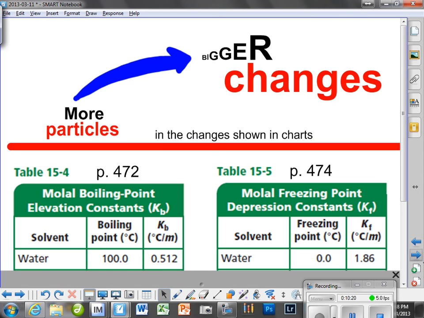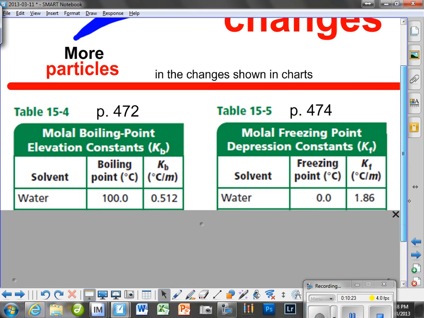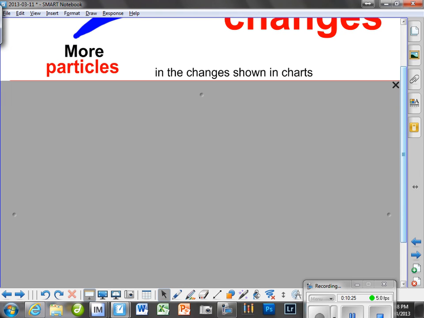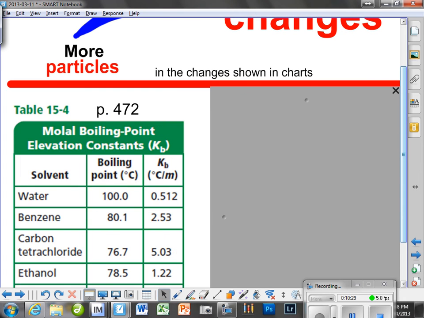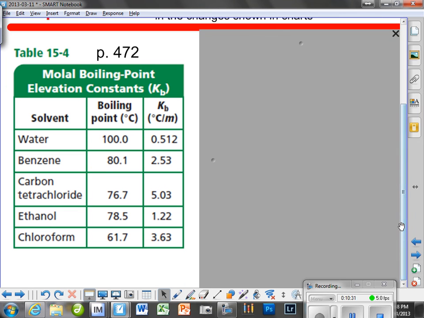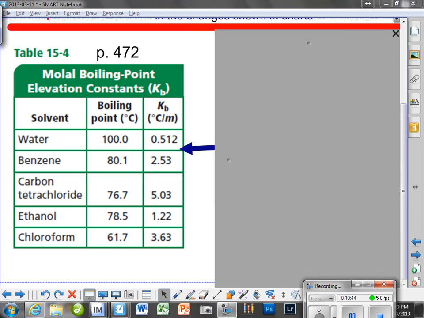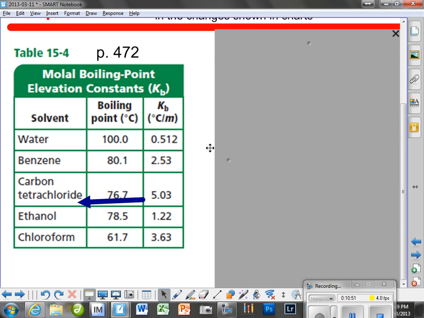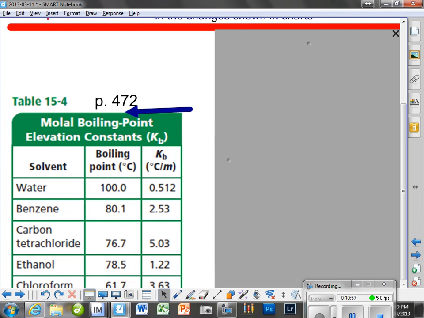So let's go next to page 472. Would you please all turn there right now in your textbook? You're going to see this chart. You're going to be using this chart in your homework. Your homework will give you the opportunity to do this not only with water, but with other solvents too. Most of the time you're going to be using water. However, some of your problems will use benzene or carbon tetrachloride or ethanol or chloroform. All of them have a different boiling point.